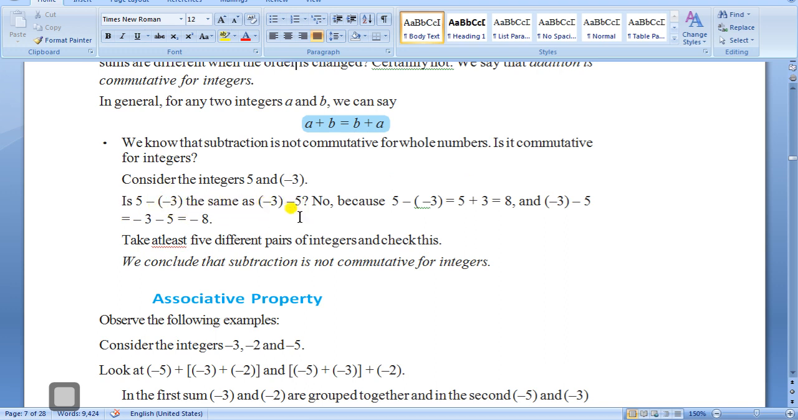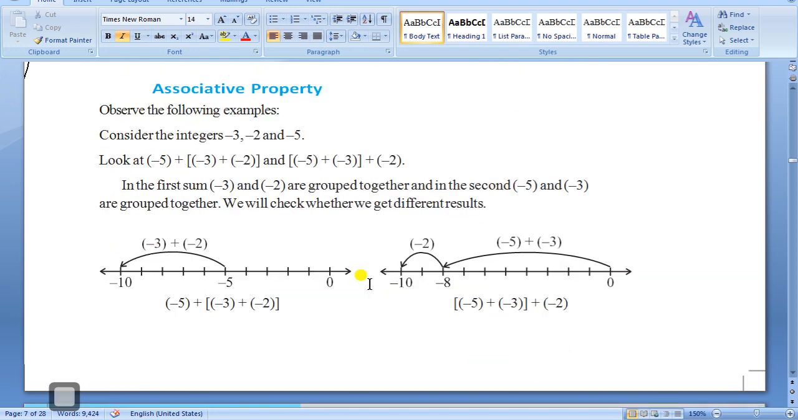Is 5 minus minus 3 the same as minus 3 minus 5? No, because 5 minus minus 3 is 5 plus 3, which is 8, and minus 3 minus 5 is minus 8. Take at least 5 different pairs of integers and check this. You conclude that subtraction is not commutative for integers.